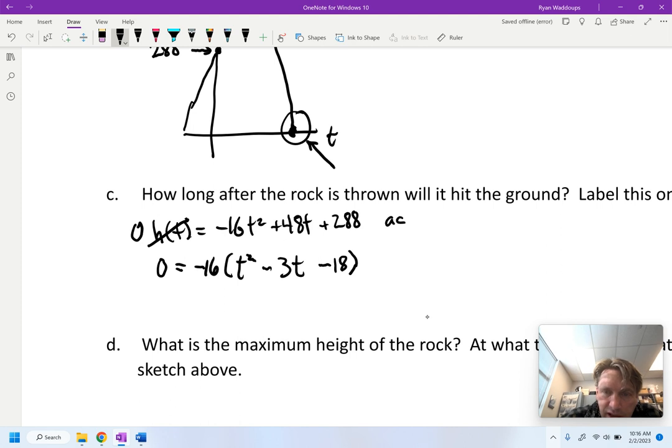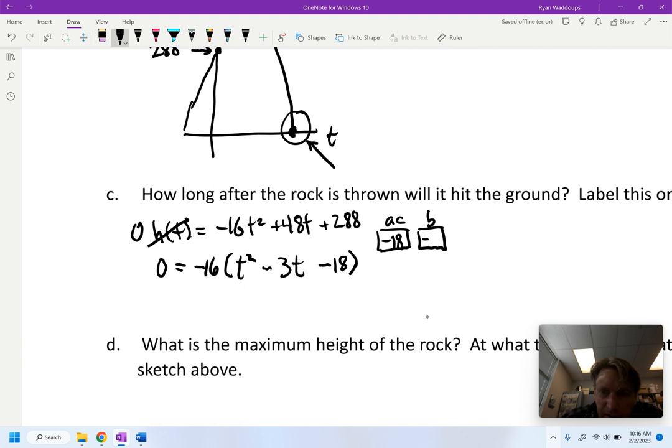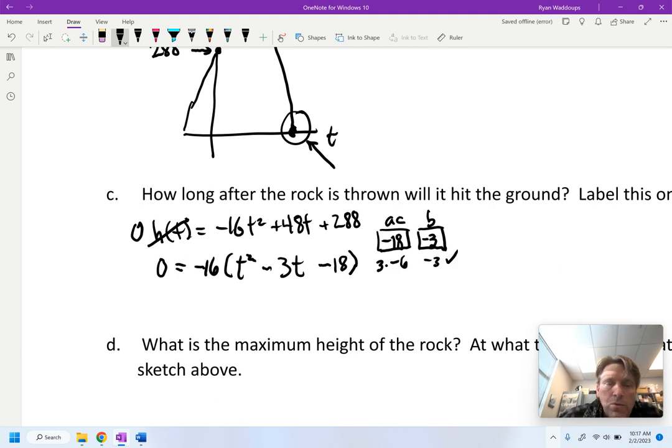Let's go up here. AC is negative 18, and B is negative 3. I'm looking for two numbers that multiply to negative 18 and that add to negative 3, and I'm thinking that's going to be 3 and 6 with the negative on the 6. So 3 times negative 6 is negative 18, and 3 plus negative 6 is negative 3. So my factors: negative 16 times the quantity is equal to 0. The two factors are t plus 3 and t minus 6.